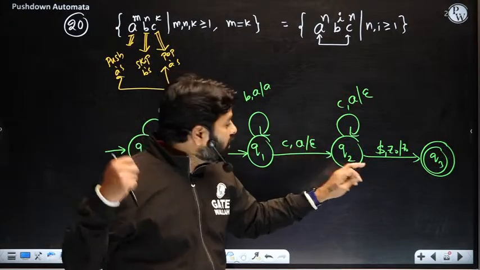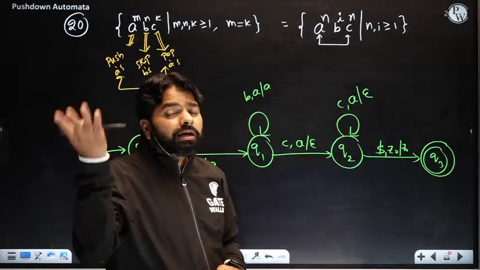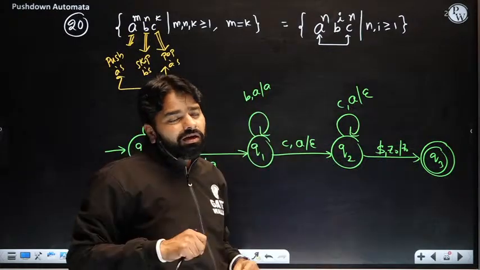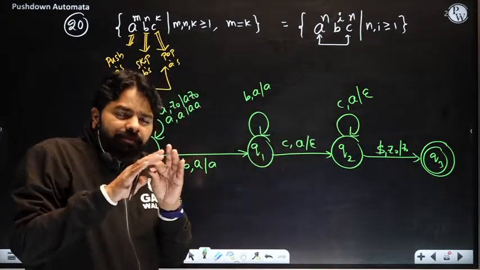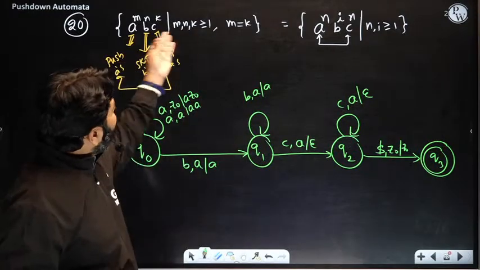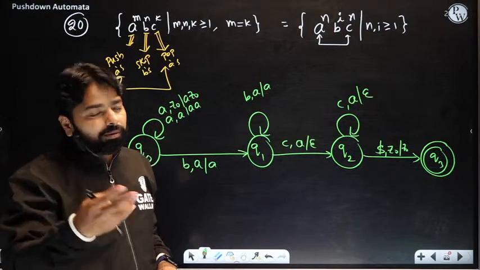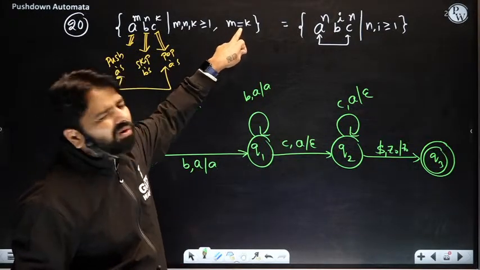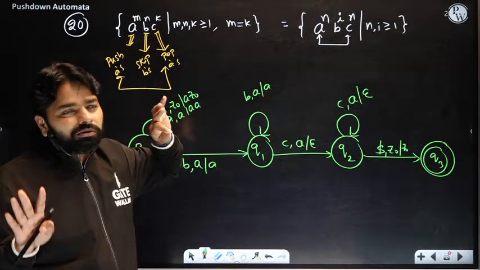If A's are more, then dollar comma A. If C's are more, then C comma Z naught comes, skip the C's and then go to final. So everything depends on the same first 10 problems only. If you do the first 10 problems well, then from all of them you can make 10 more problems. I am doing only equal, but you can do not equal, less than, greater than, all of them. That's what you need to understand.